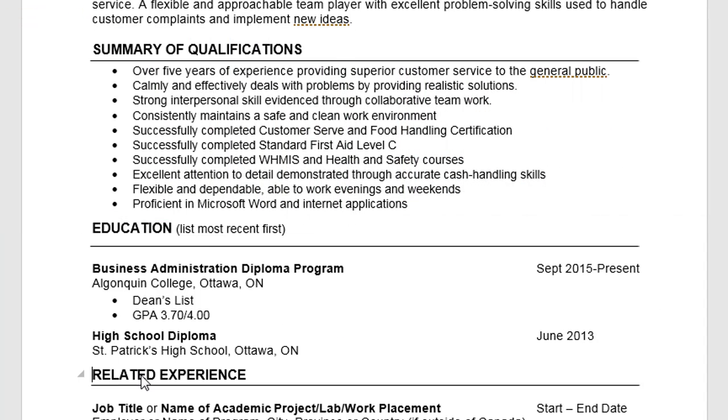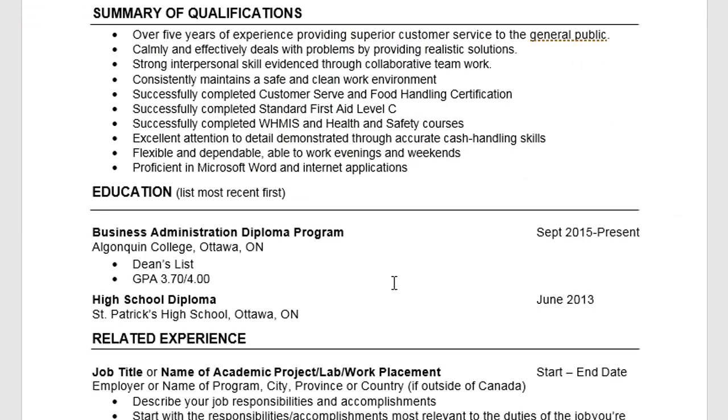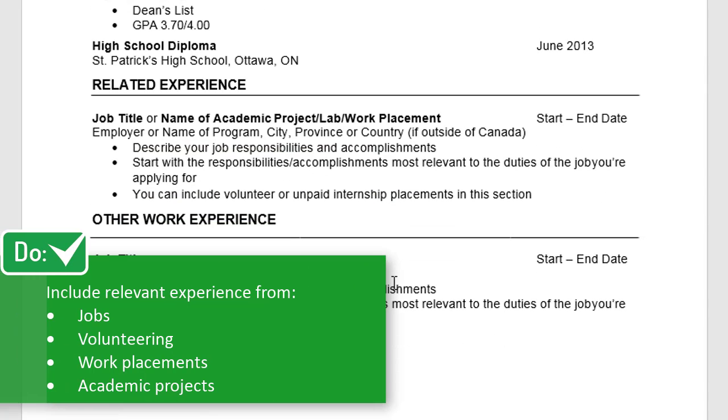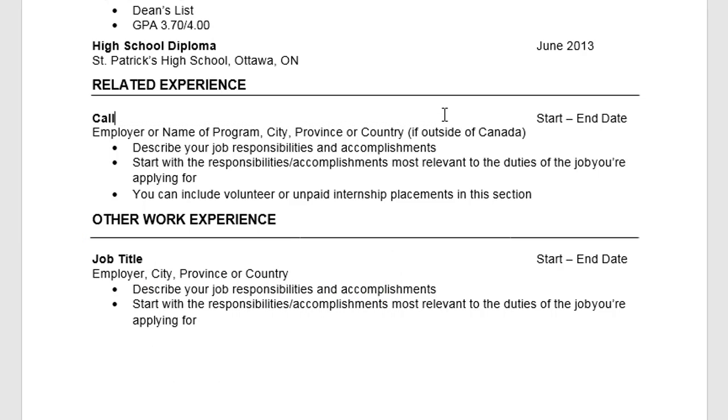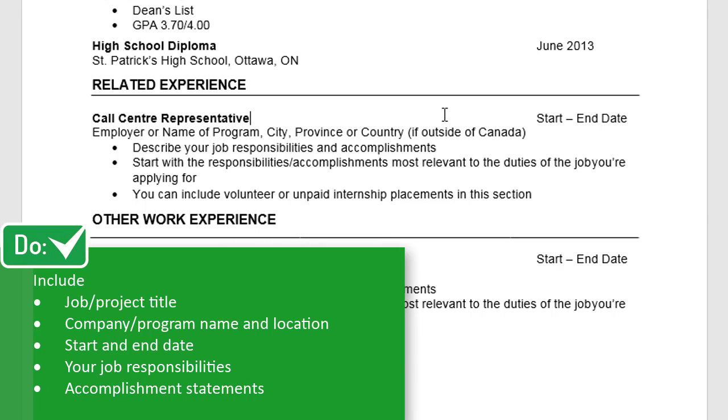Next, we'll look at related experience, which is where you can include details about your jobs, volunteer positions, work placements, or academic projects that are related to the job you are applying for. Write your job title or the name of the academic project, lab, or work placement. For jobs, add the name of the company or organization you worked for. For academic experience, add the name of the program. Include the location and add the start and end date.